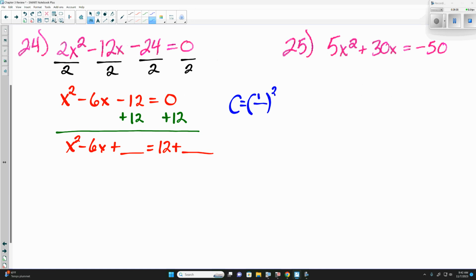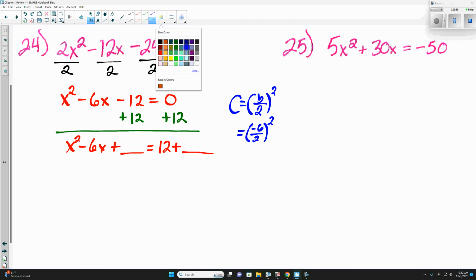Step 3, find the value of c. Because what we're wanting to do with completing the square is to turn our x squared minus 6x into a perfect square trinomial, so we can rewrite it as a set of parentheses, squared. And to get that third term, we're going to use c is equal to b over 2 squared, where our value b in this case is negative 6.